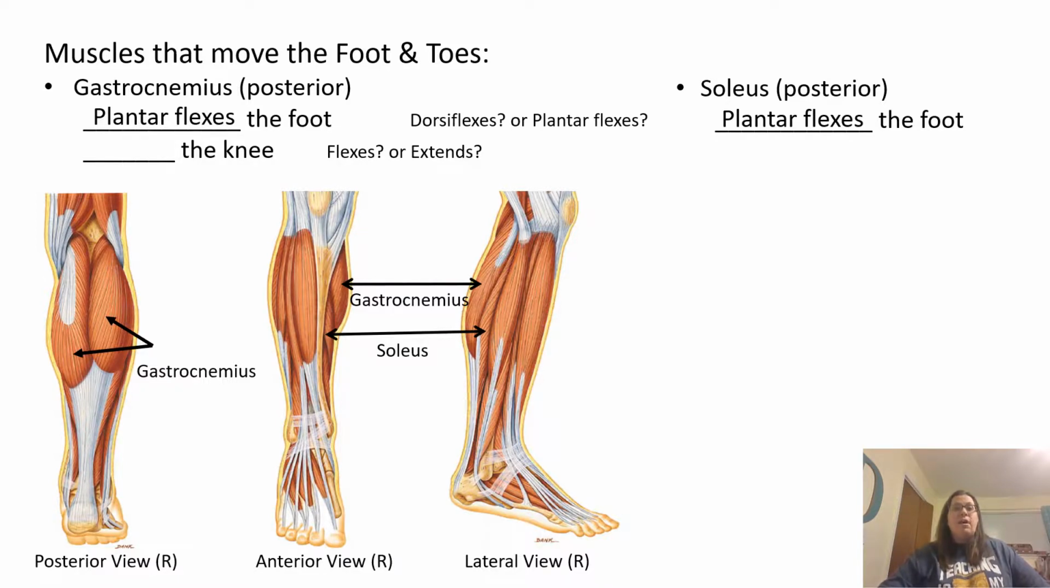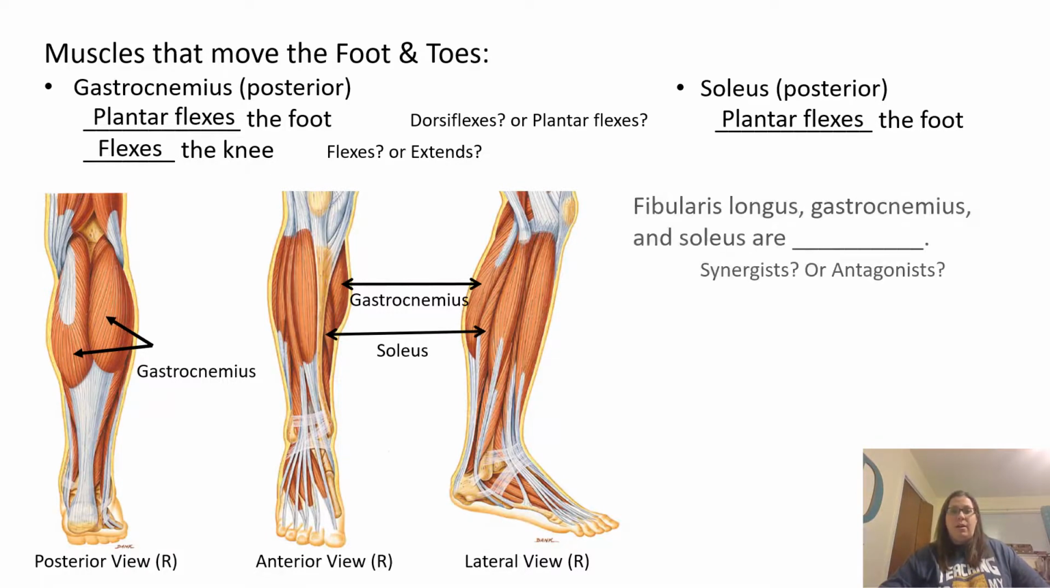However, the gastroc is also going to help flex the knee. All right, so the gastroc is also going to help with knee flexion. So the fibularis longus, the gastrocnemius, and the soleus, they all do the same movement of plantar flexion. Therefore, are they synergists or antagonists? They would be synergists because they do the same movement of plantar flexion.